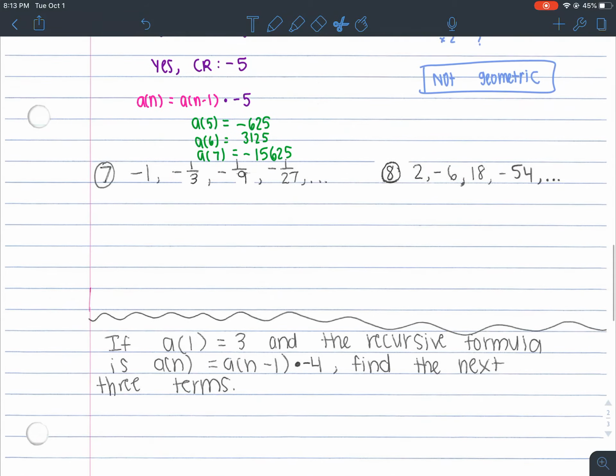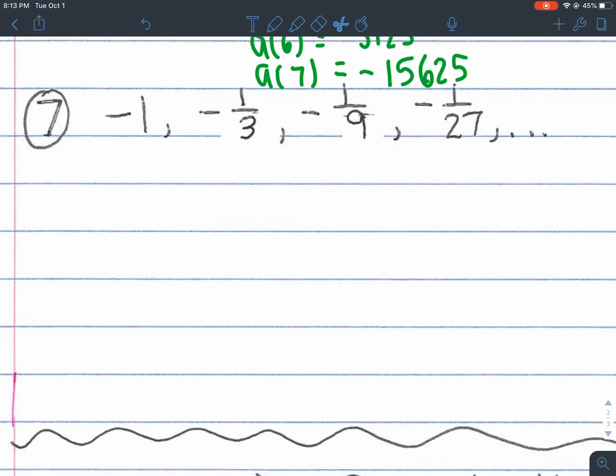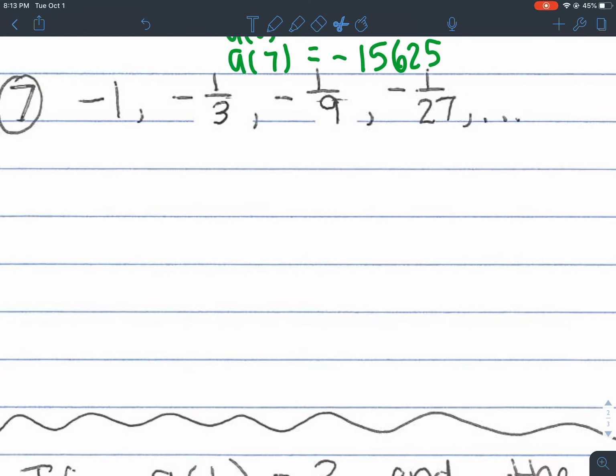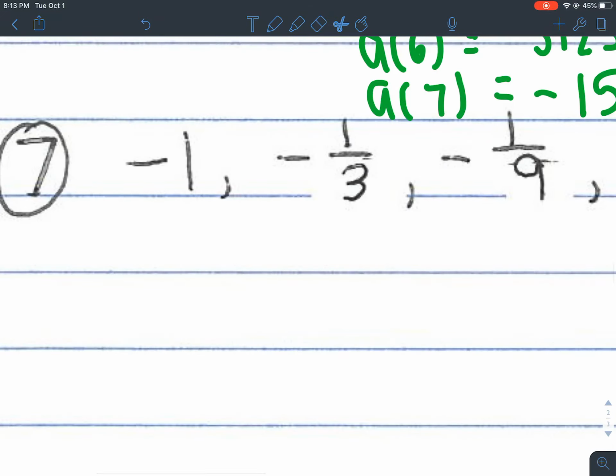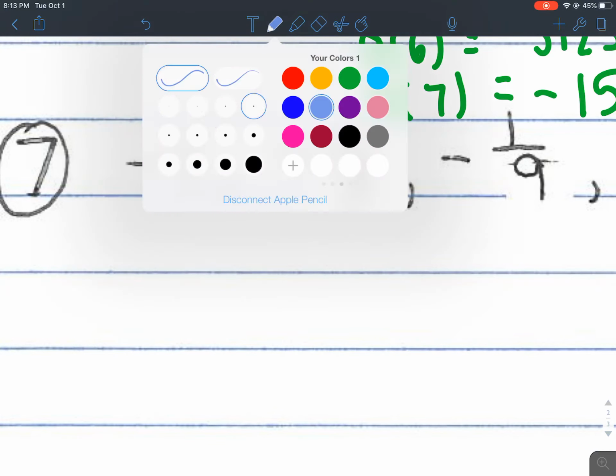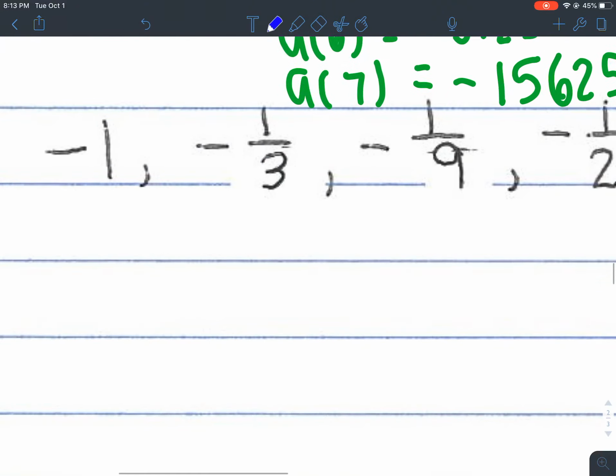All right. Let's move on to number 7. So this one we don't really like because there's a lot of fractions and it freaks us out a little bit. So we have -1, -1/3, -1/9, and then -1/27. Well, I'm going to go ahead and give you a hint. If you look at this, there's a -1 here. And over here I have -1/3, and it's being divided by what? By 3. So that's a big indicator that this might be dividing by 3.